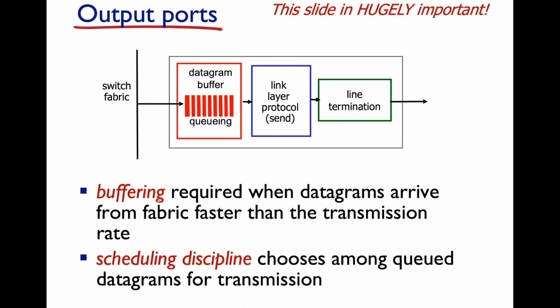And so the so-called scheduling discipline is used to choose among different queued datagrams selected for transmission. Now, of course, if you have a preference for being selected for transmission, that means your data flow between the source and destination endpoint is going to see higher end-to-end throughput. Now, of course, this is controversial.